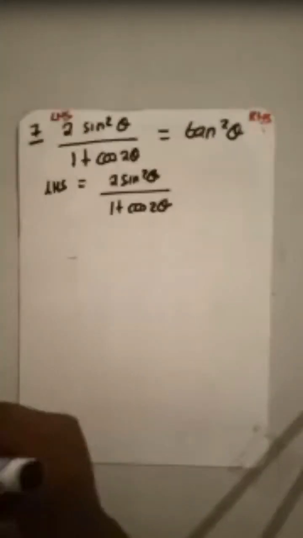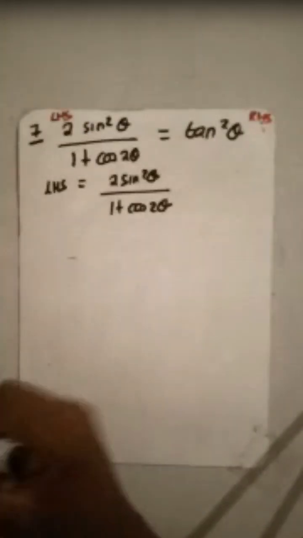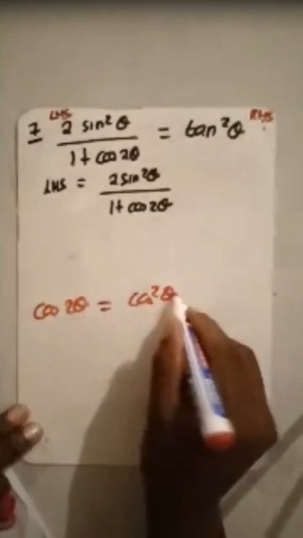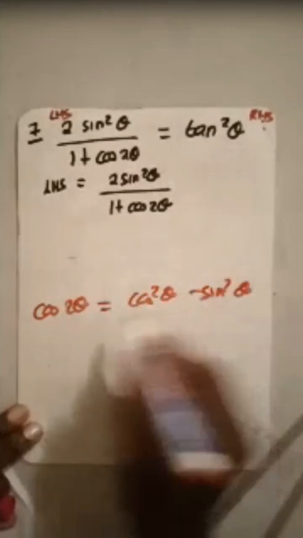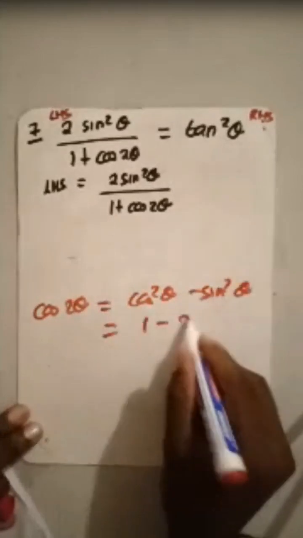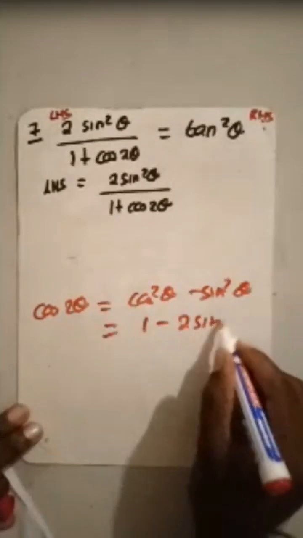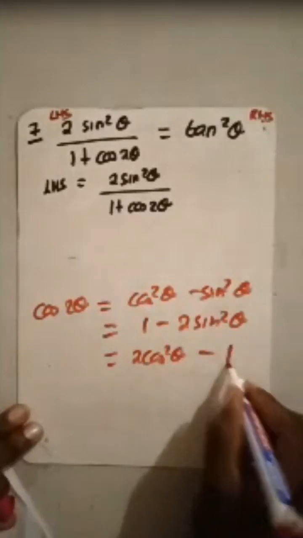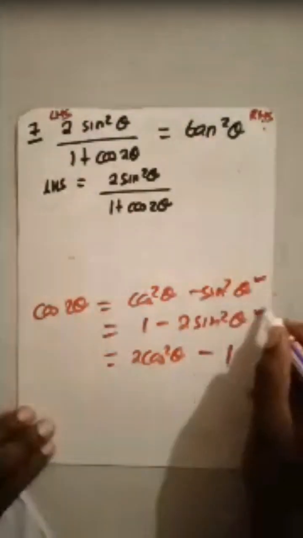I didn't check your name when you were saying you wanted to know when to use which one. Remember that cos 2 theta has 3 expansions, right? Cos 2 theta is equal to cos squared theta minus sine squared theta, which is also equal to 1 minus 2 sine squared theta, which is also equal to 2 cos squared theta minus 1. So a person tends to wonder, which one am I going to use between 1, 2, and 3?